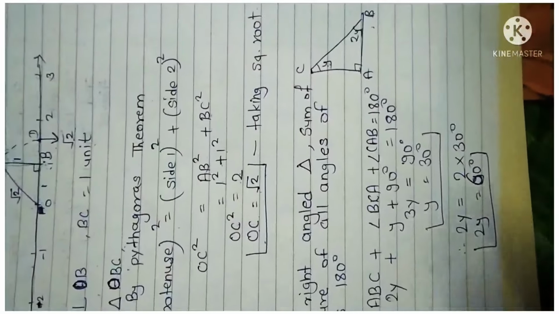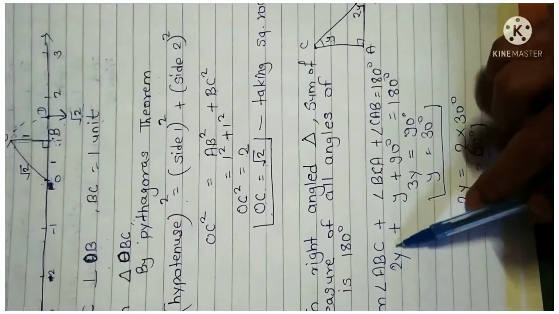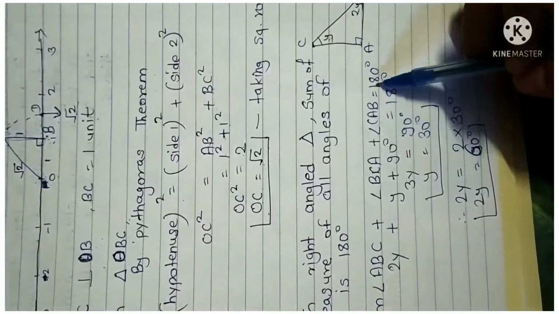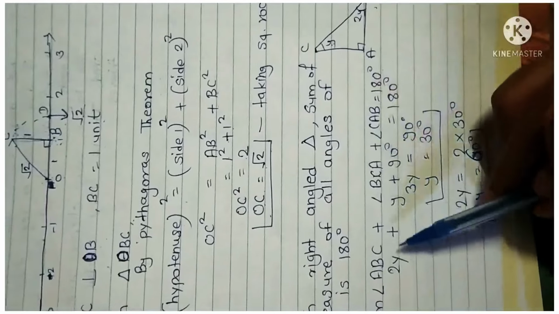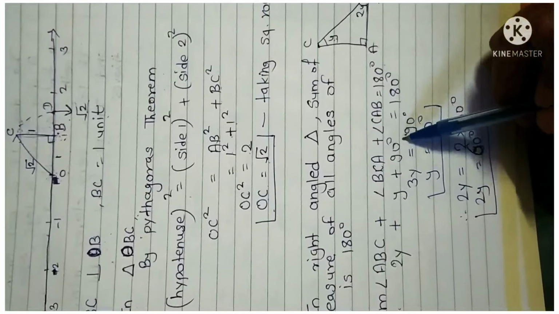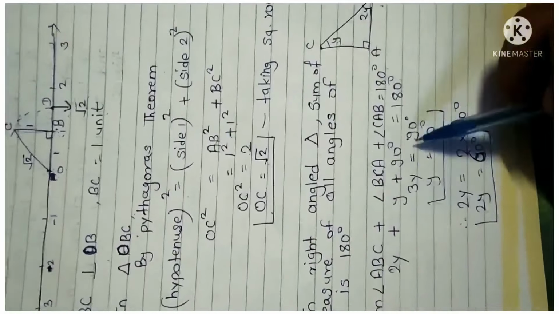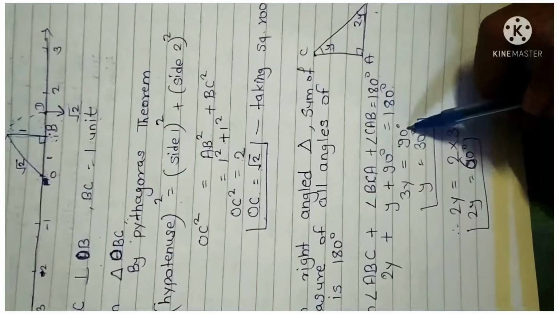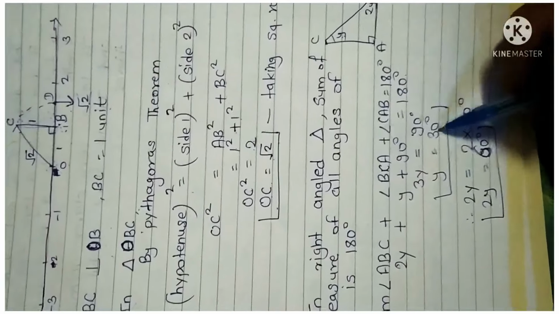Then we have this triangle. What can we say? Measure of angle ABC plus measure of angle BCA plus measure of angle CAB is equal to 180 degrees. That means put the values of these angles: 2y plus y plus 90 degrees is equal to 180 degrees. That means 2y plus y is 3y, and 180 minus 90, how much will we get? 90 degrees. Then 3y is equal to 90 degrees, then y is equal to 30 degrees.